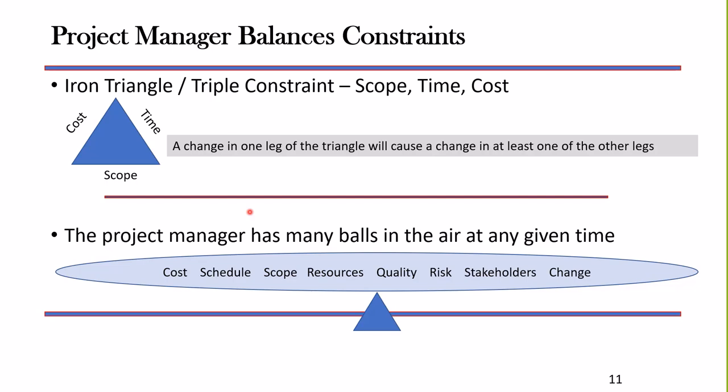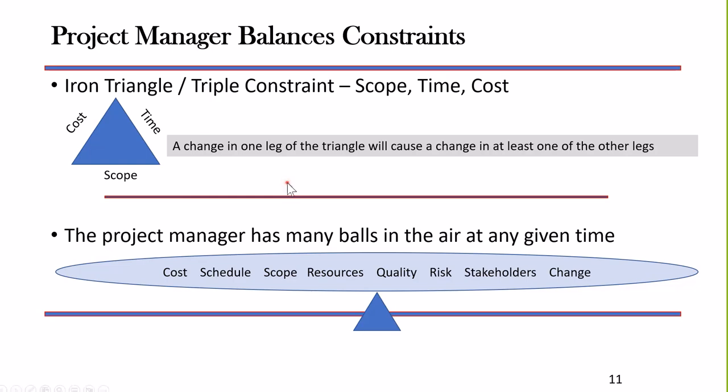But this iron triangle, this triple constraint, dictates that if you have a change in scope or in one leg of the triangle, then it's going to certainly impact at least one of the other legs, if not both of the other legs. A scope change, in other words, would drive a cost change perhaps, and also perhaps a time change, schedule change. You as a project manager are balancing all these balls so that you can maintain and achieve the requirements of the cost, the time, and the scope that is required for this particular project you're working on.